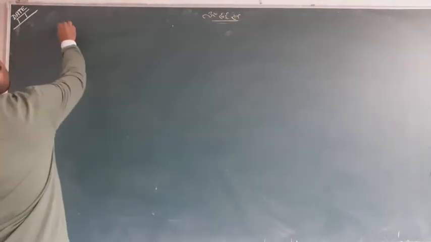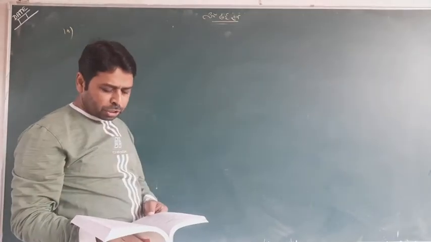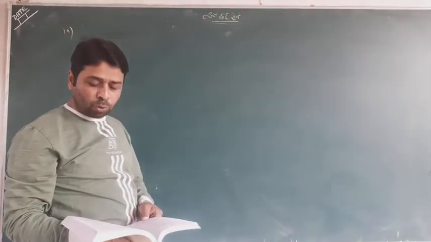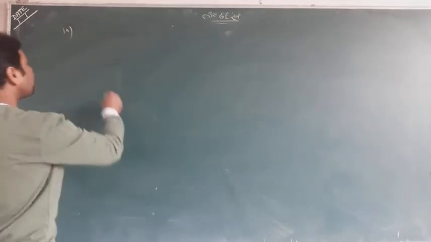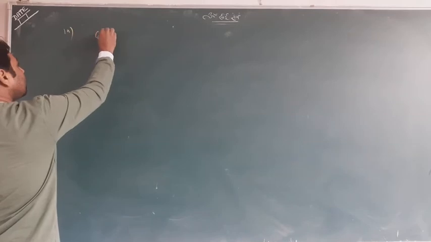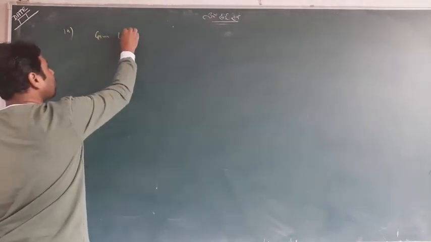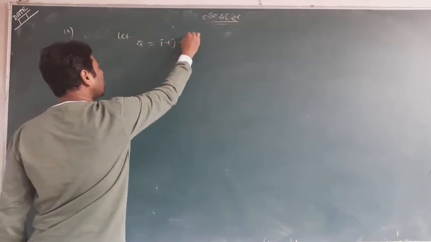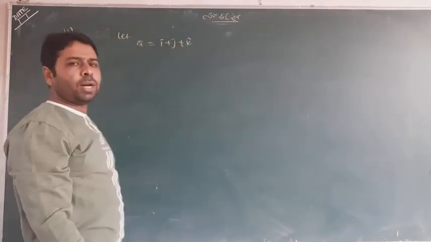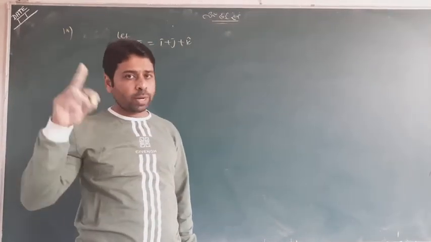Question number 14 is, show that the vector i plus j plus k is equally inclined with x-axis, y-axis and z-axis. Very good question this is. Given: suppose vector A is i plus j plus k. What are we told? We are told to show that this vector is equally inclined with Ox, Oy and Oz.